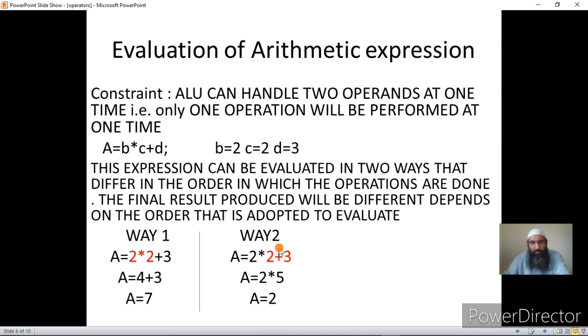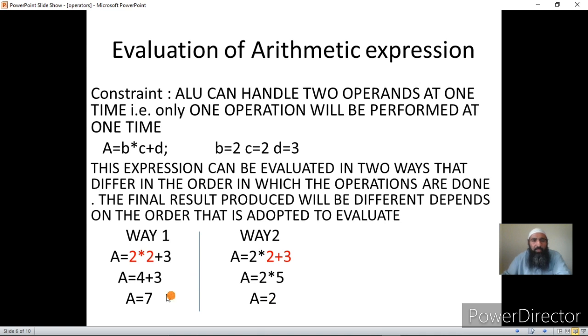Now if I go for addition first, if I use a different order here, that is I first do 2 plus 3, I get 5, then I do multiplication, that is 5 into 2. Instead you will have an answer of 10 because 5 into 2 is 10.